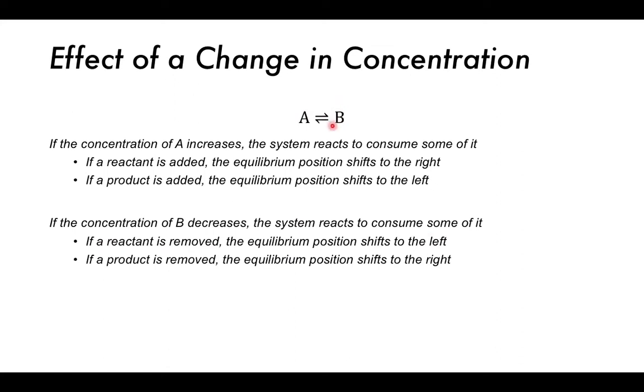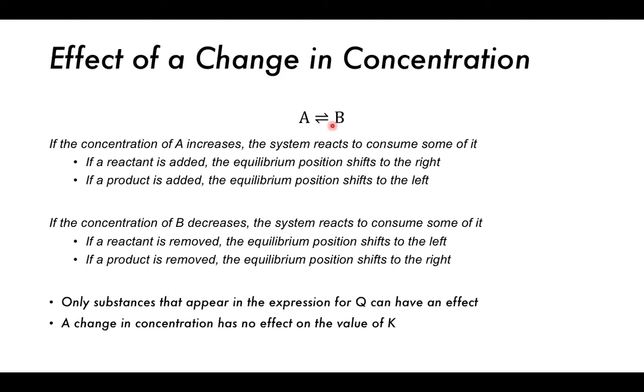And so hopefully you can now see why this is useful, because later on, we're going to have industrial processes that are equilibria. And in order to get more product formed, the best way is simply to remove the product that we already have. And so only substances that appear in the expression for Q can have an effect. Previously we learned about heterogeneous systems where solids don't have an effect. A change in concentration has no effect on the value of K.